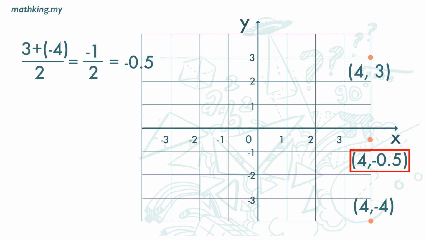So in general form, to get the midpoint of the y-coordinate, we add up the y-coordinates, y1 plus y2, and then divide it by 2.